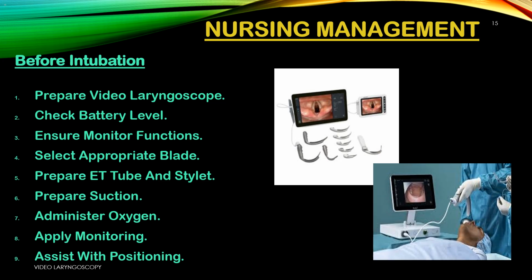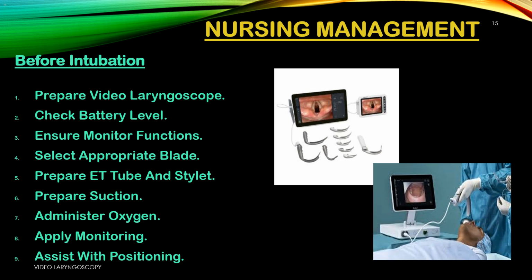4. Select appropriate blade. Choose Macintosh, hyperangulated, or channeled based on patient airway and operator preference. 5. Prepare ET tube and stylet. Have the correct size tube ready with a stylet. Shape it to match the blade curve. 6. Prepare suction. Turn on and test suction. Blood, vomit, or secretions can block the view instantly.